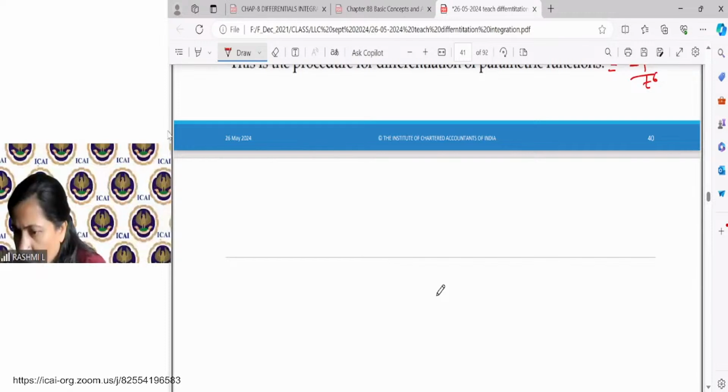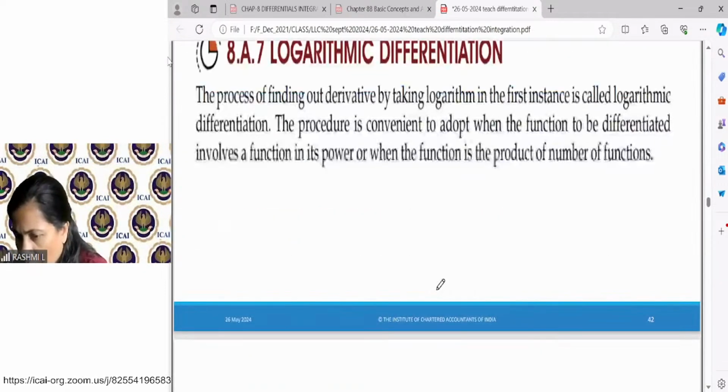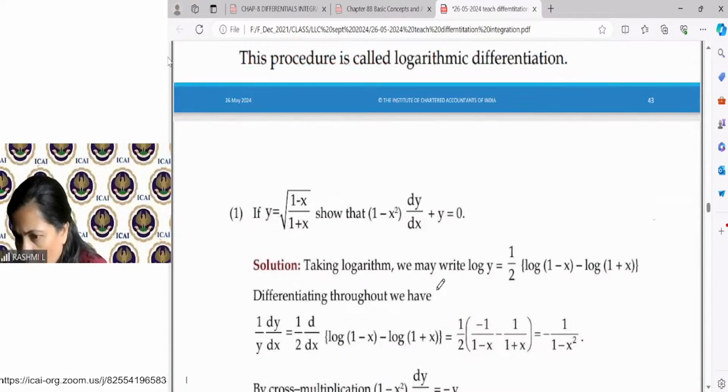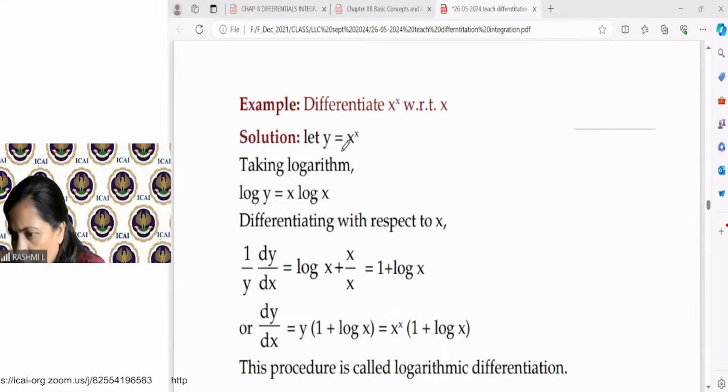So let us quickly do the logarithmic one. Yes, Abhinandan, Devendra, Anushka, you've understood? Yeah, very good.